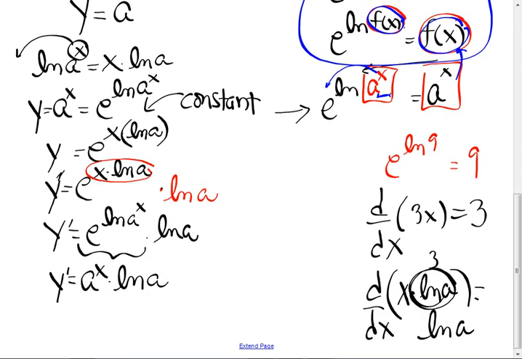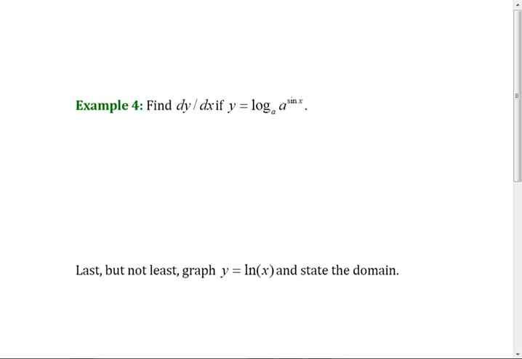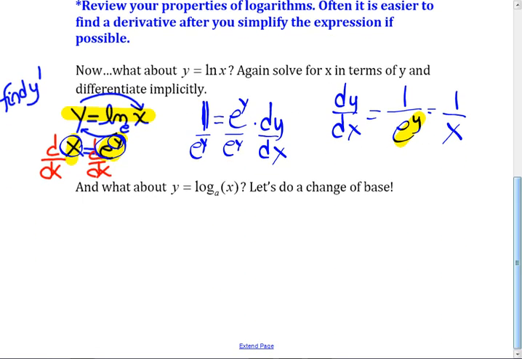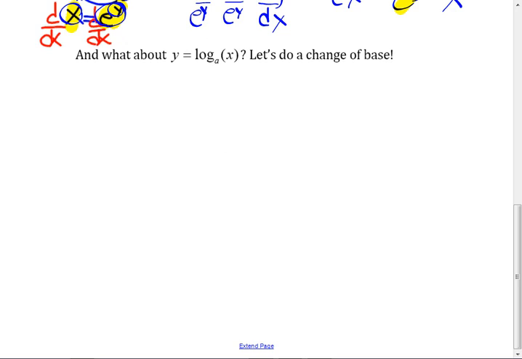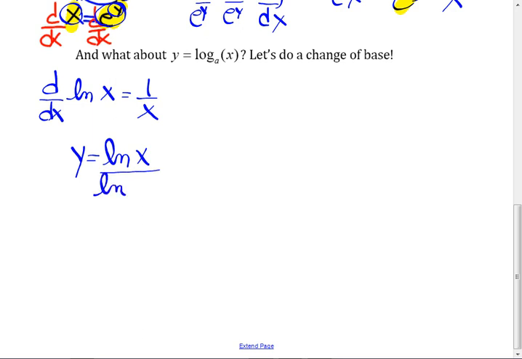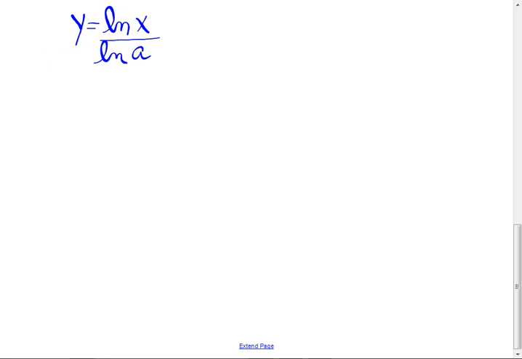Okay, let's see. I'm still on the wrong slide. Oh, there it is. Okay, what about that one? All I know is the derivative of the natural log of x is 1 over x. So can I change that log base a of x to a natural log? It's the natural log of x over the natural log of what? Remember change of base? A. Now a is just a number. That's all it is.